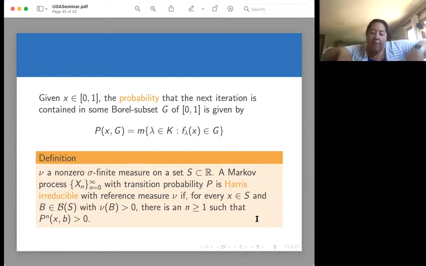So basically everything is getting all mixed up here, right? I can start way over the right and I know that eventually things have to move over to the left. I can start way over the left and things eventually have to move way over to the right. So Harris irreducibility is cool in and of its own.